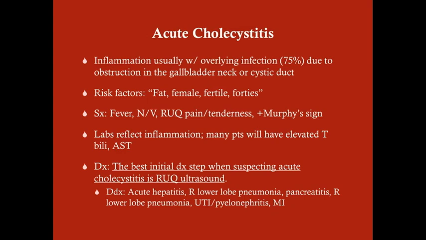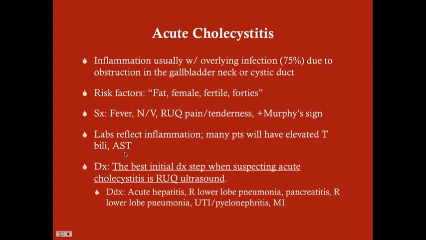And so this leads to ulceration, ischemia, and what can happen from that is that you can get bacteria moving in from there. So what we're concerned about here now is the integrity of the gallbladder. The symptoms are fever, nausea and vomiting, right upper quadrant pain and tenderness, and Murphy's sign. Labs reflect inflammation, and many patients will have an elevated T-bili and AST.